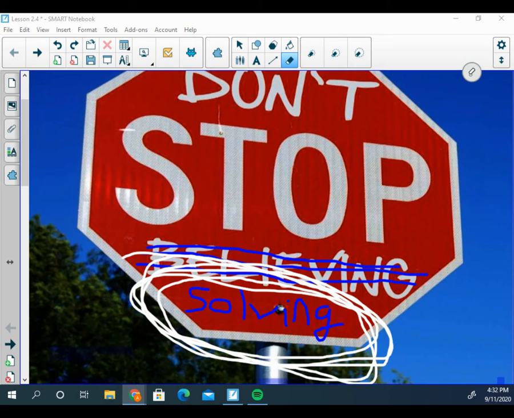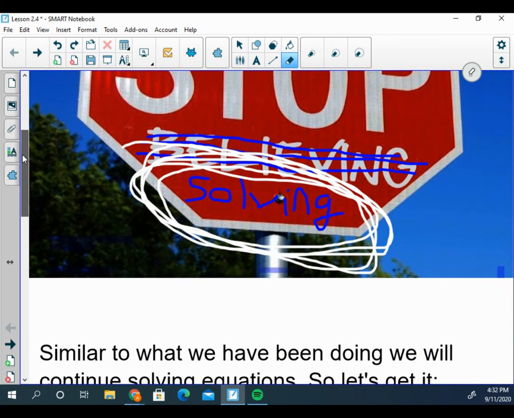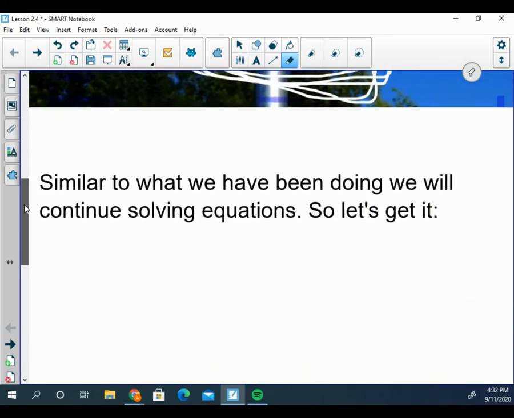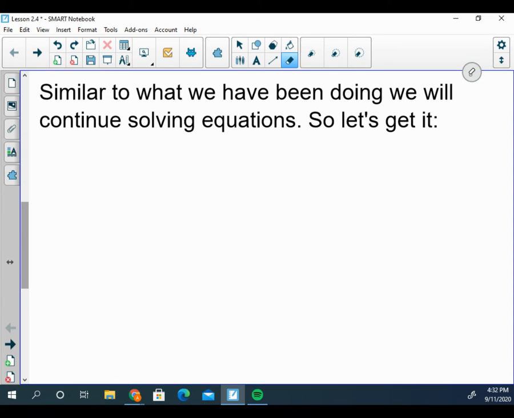I'm excited. I hope you're excited. Here we go. We are going in 2.4 to be doing the exact same thing we've been doing: solving equations, isolating the variable of interest. That's a lie, we will end this, but theoretically we're never going to stop doing this. So similar to what we've been doing, we're going to continue solving. So let's jump right into it.